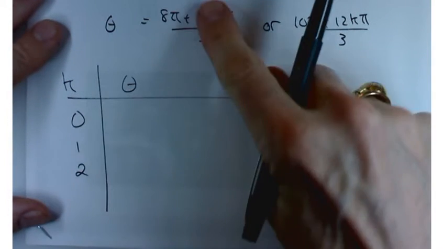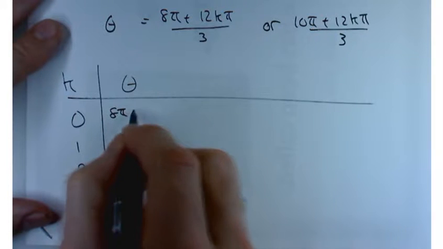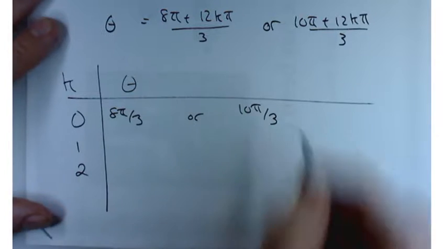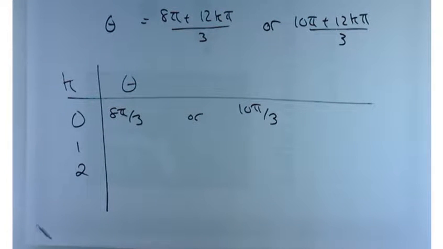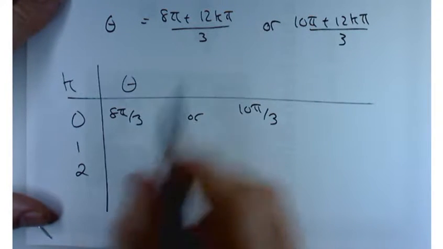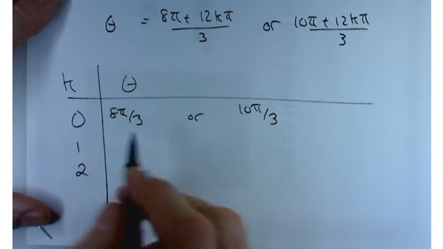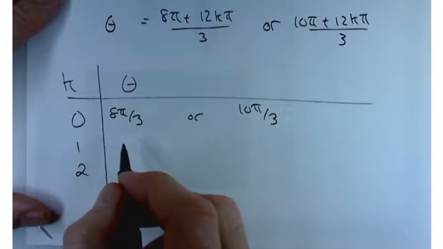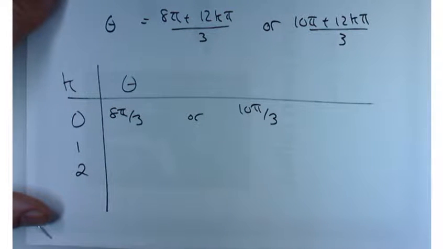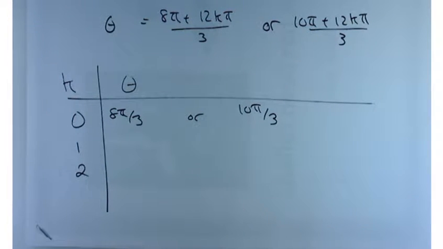If k is 0, then we get 8 pi over 3 or 10 pi over 3. Those are the 2 solutions we saw on our calculator. Those are the solutions in the range of 0 to pi. What if we put in k equal 1? Then what would I get? Leah? Cassie, what would we get if we put in k equal 1?